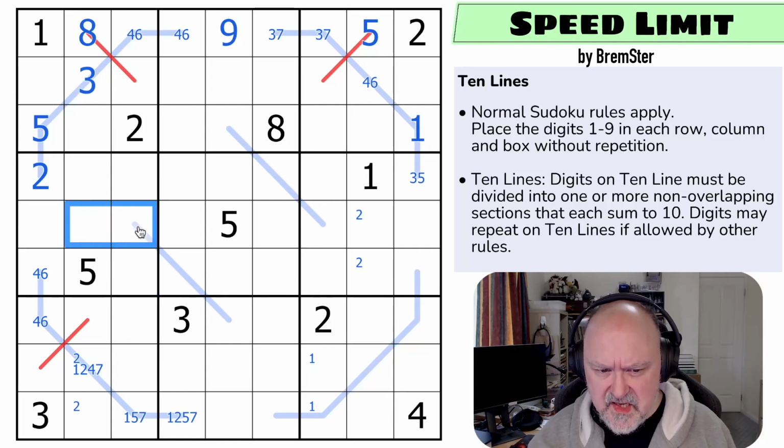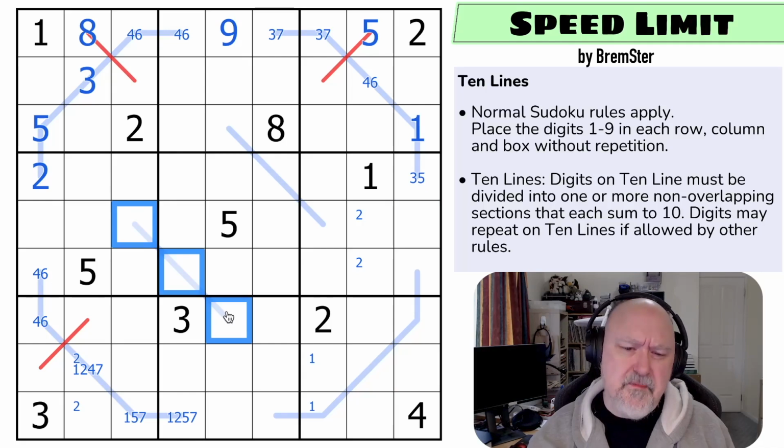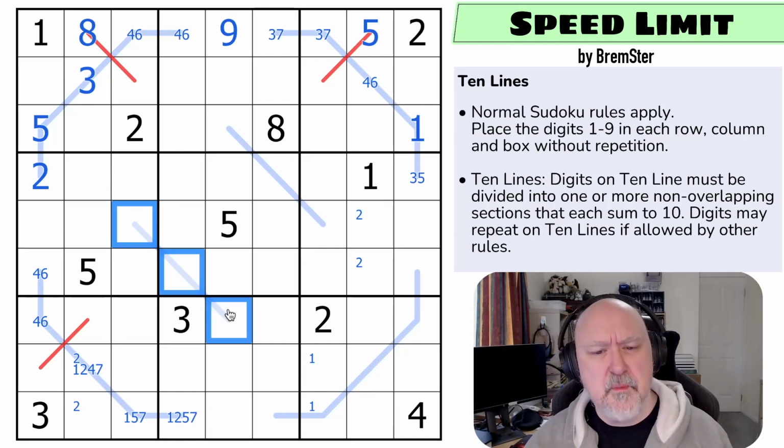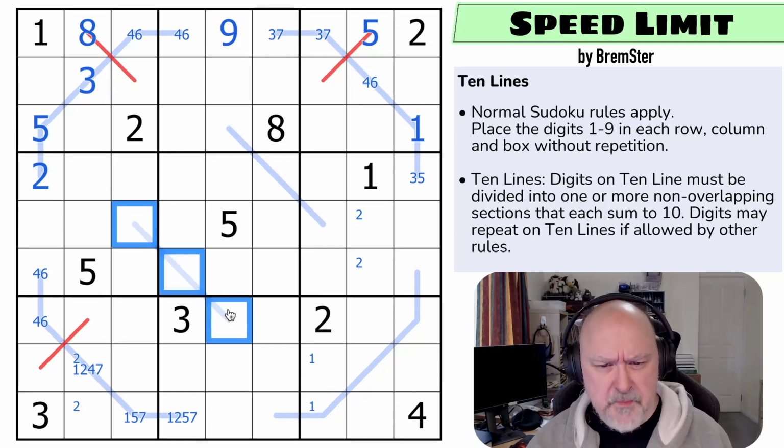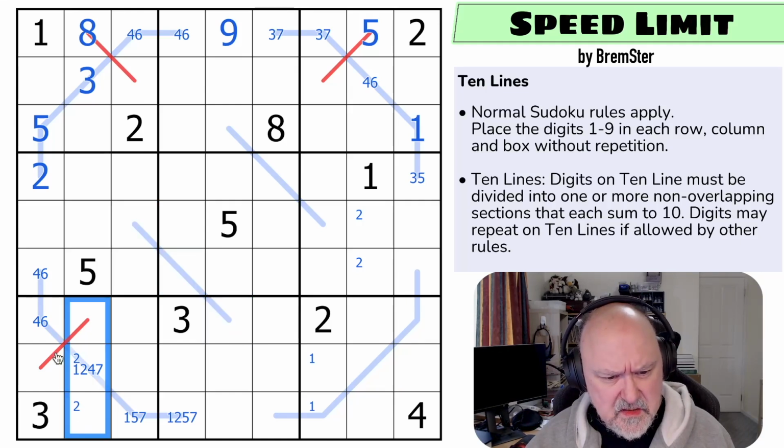One is in here somewhere. What's the maximum I can put on? I can put a 7 on one of these lines, but I could never put an 8 on one of these lines because, oh no, I could. 811 would work. I can't put a 9 on one of these lines. So 8.